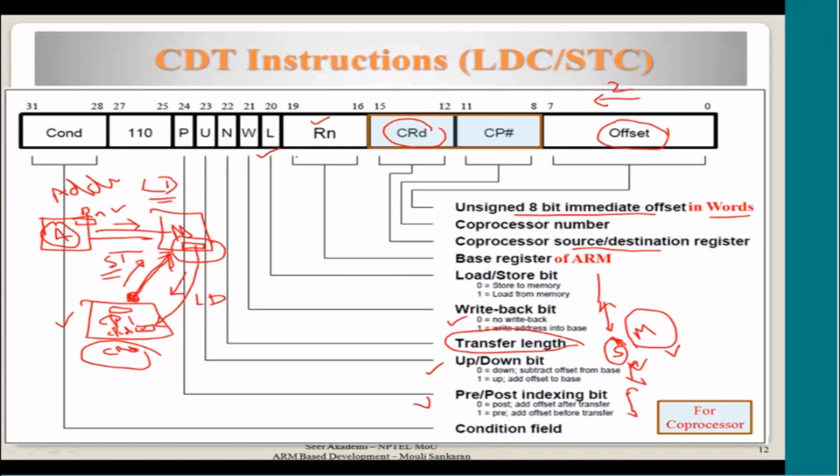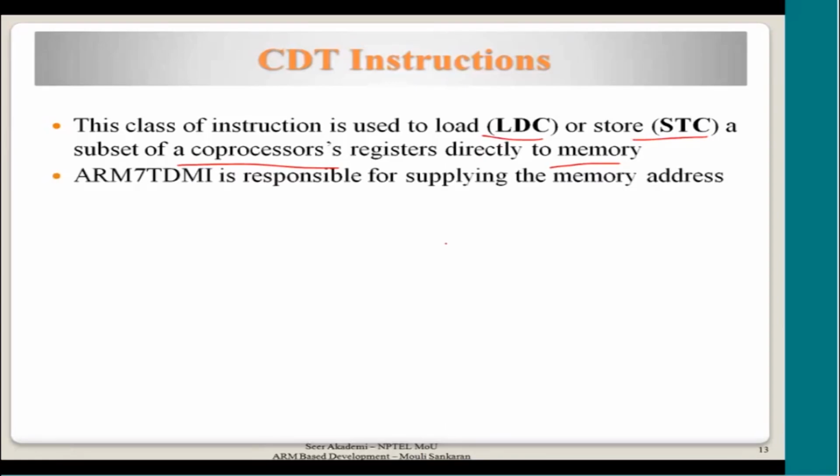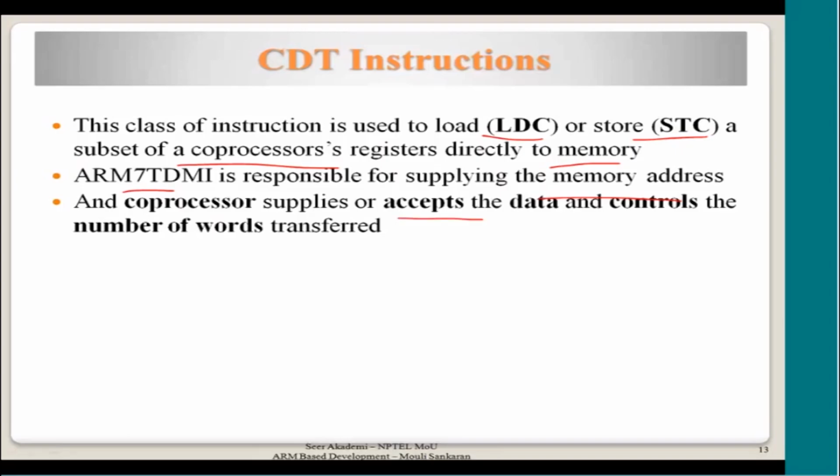This is the very crux of the problem. You should know this is how the instruction is interpreted. Now this class of instruction is used to load (LDC) or store a value or subset of coprocessor registers directly to memory. So you can have either one value or multiple values. I will tell you how it is done. ARM is responsible for supplying the memory address, and the coprocessor supplies or accepts the data, and the coprocessor also controls the number of words transferred.